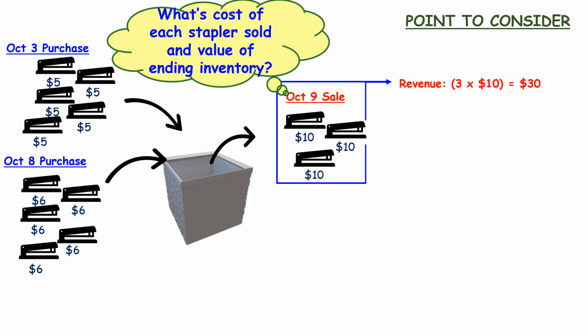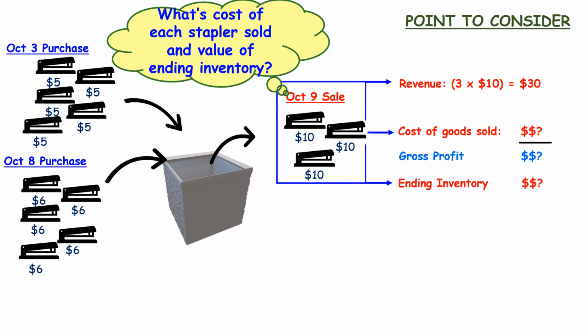If the cost of those staplers were all $5 and I picked up 3, we already know that the cost would be $15. So this makes it problematic to calculate the cost of goods sold, the cost of those 3 staplers. Therefore, I cannot know my gross profit either. Similarly, the 7 that are still left in that box, what is the value of them? Are they $5 or are they $6? So that makes it a problem. I hope you understood the point.